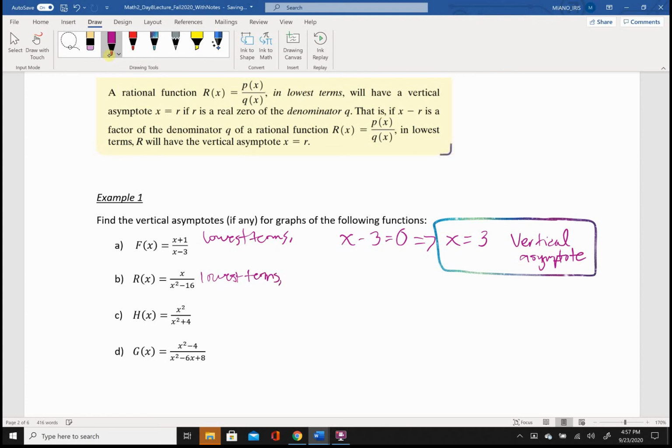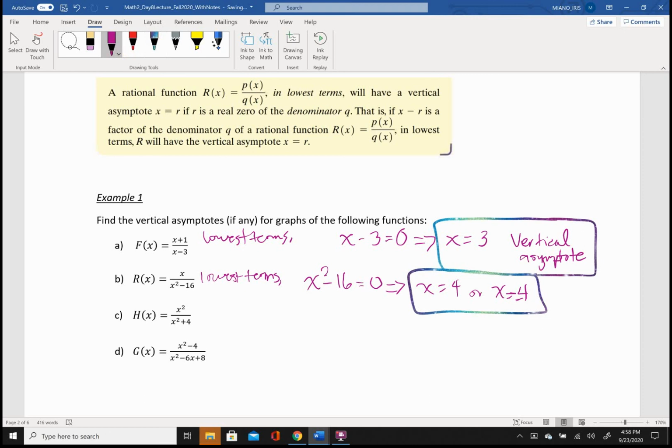Let's focus on the denominator polynomial of x squared minus 16 and solve it, set equal to 0. This one is going to have two solutions: either x equals 4 or x equals negative 4. So that's your two vertical asymptotes there. Excuse me, that's going to be a negative 4 there. Let me go ahead and box those up. Great. Now moving on to the next one, h of x.